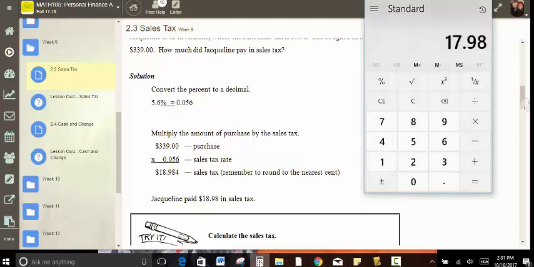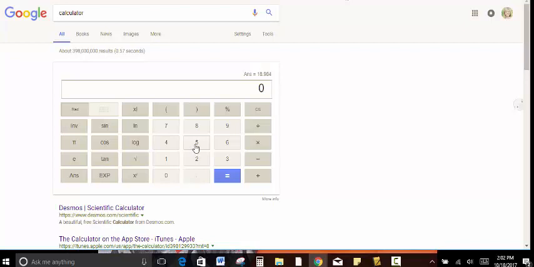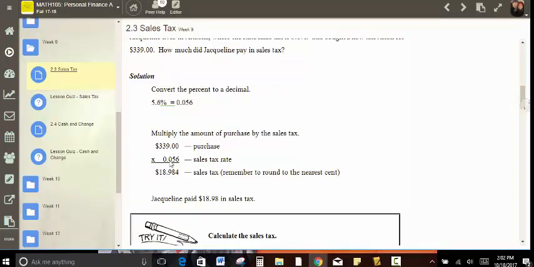Now I've noticed on some calculators, you'll see that they have the little percentage icon. You should be able to just do 5.6% and have it display as 0.056. However, for some reason on this calculator, it wasn't working for me. But then when I went to a different calculator like this one, 5.6%, it keeps it as a percentage, so it's going to convert it, and then times 339 equals 18.984, which is what the answer is right here.